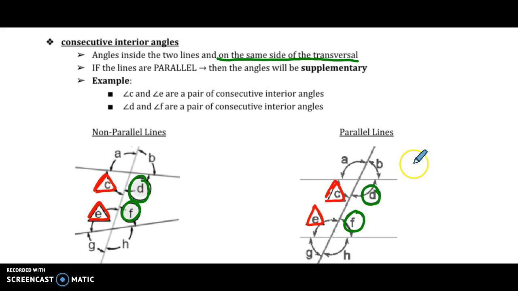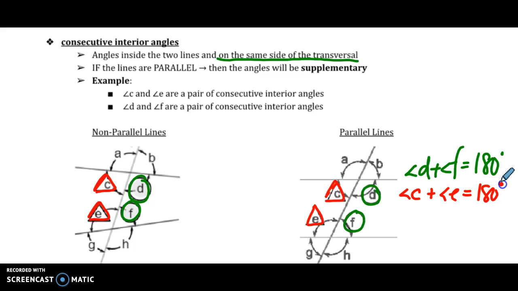When the lines are parallel, angle D plus angle F will add to 180. Or if you are given the two lines and these angles, and you notice that angle D and angle F, or angle C and angle E add to 180, then you will know that the lines are parallel, and we'll go through that more in the next video.